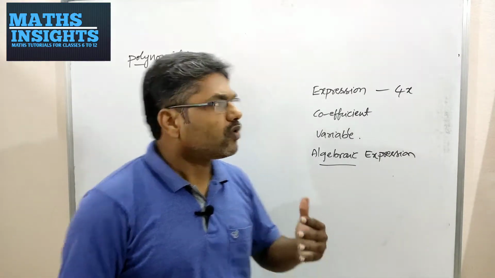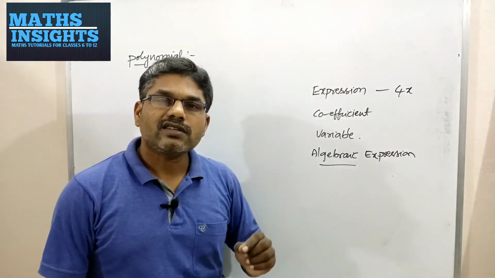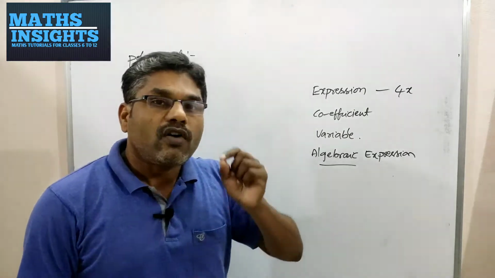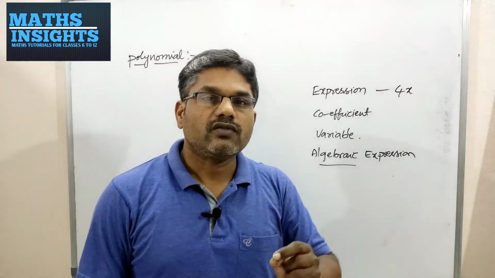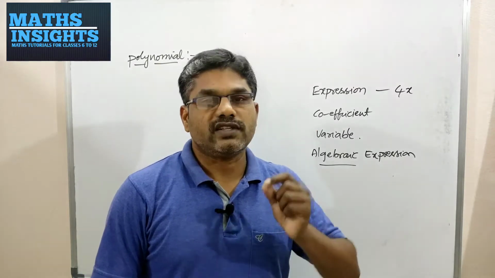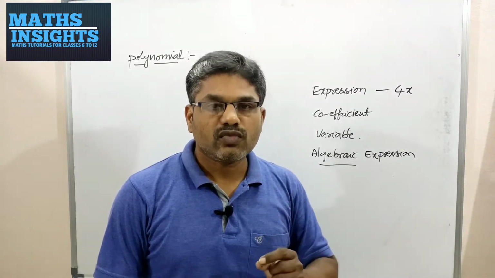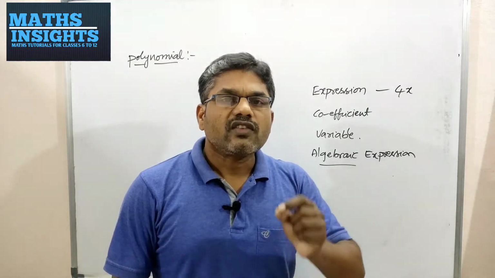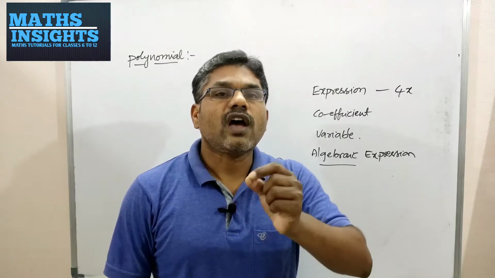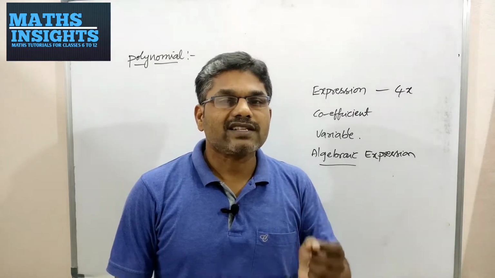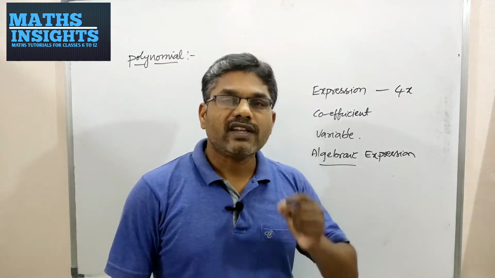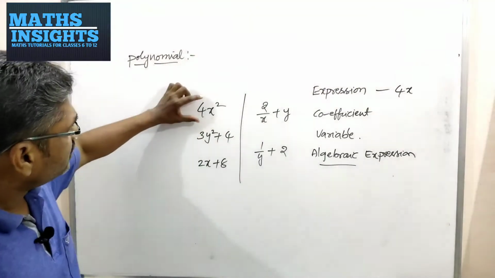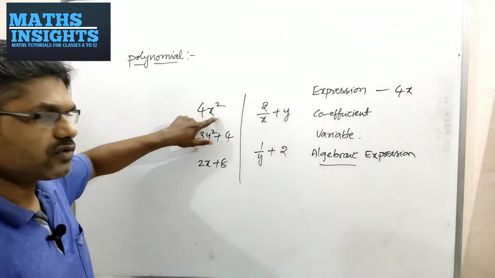So coming to the point, a polynomial is an algebraic expression in which the powers of the variables involved will be non-negative integers. It's very simple. A polynomial is an algebraic expression in which the variables involved will have non-negative integers as their powers. This will become very clear if you take an example. See, I'm taking 5 examples. In this, the first one is 4x square.